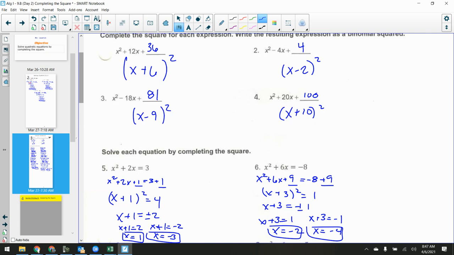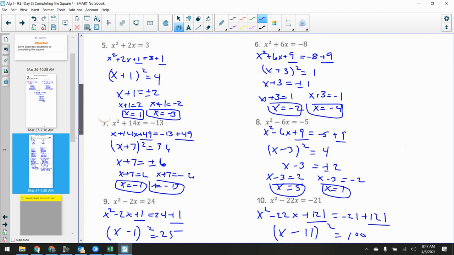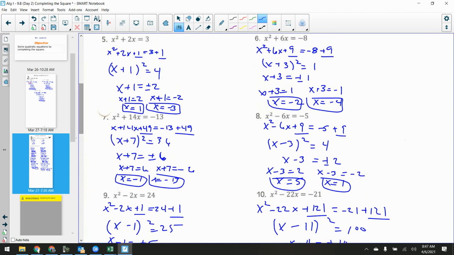After today, I'm going to leave this first part behind. I know a lot of people are confused on what to write there in these first 4 problems. I'm just trying to get you ready to complete the square. I'm much happier if you can do 5 and below. So we're going to leave those problems behind once we get past today.